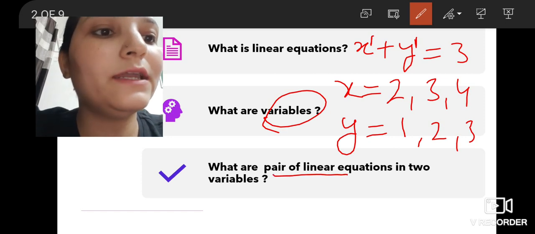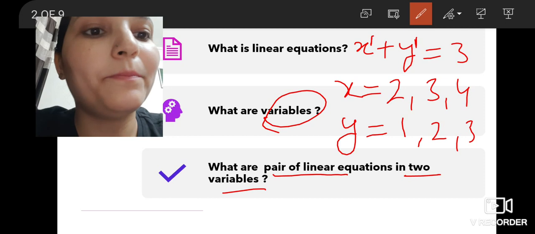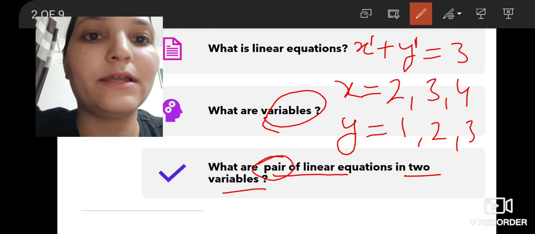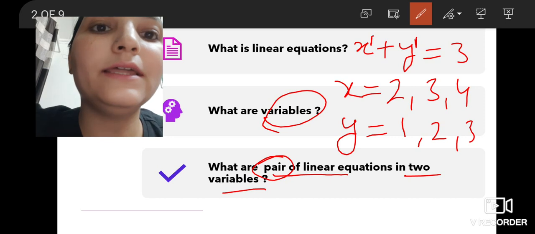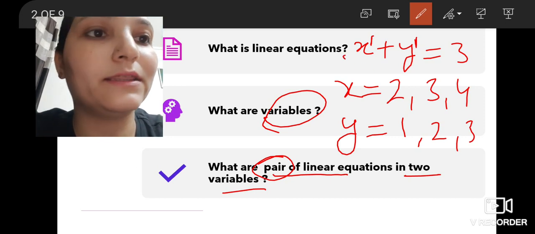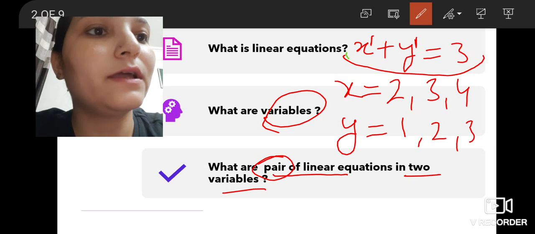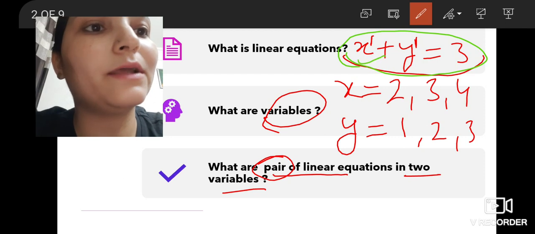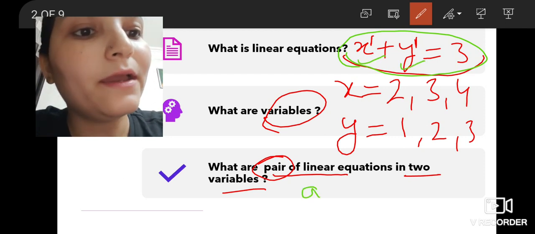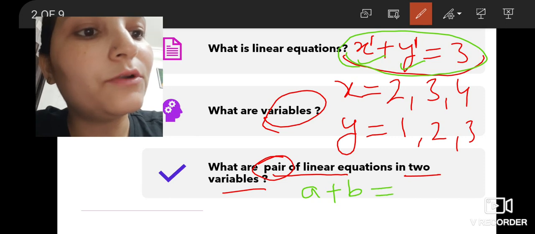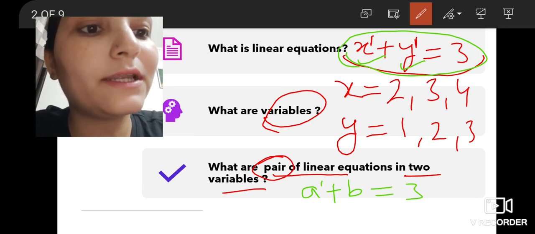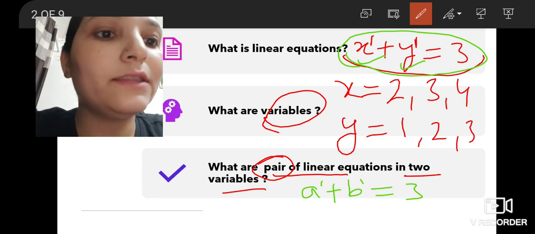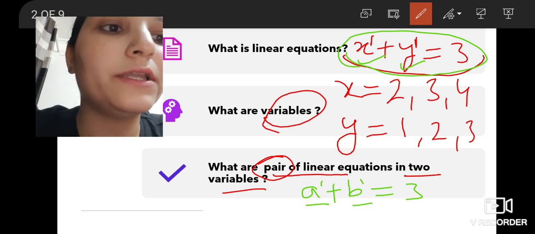Then pair of linear equations in two variables. Pair means there must be two equations, right? Two linear equations, and these linear equations have two variables, like this. This is a linear equation. Why? Because it has degree 1 and it is in two variables, x and y. It could be a plus b is equal to 3. This is also a linear equation since it has degree 1, and it has two variables, so it is a linear equation in two variables.